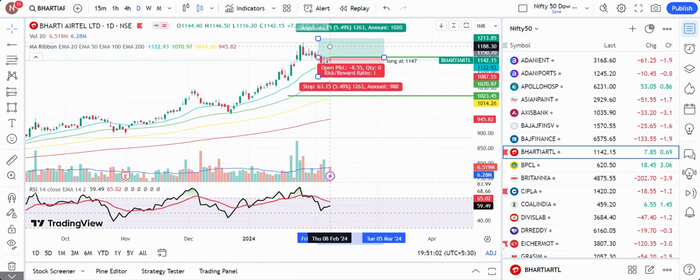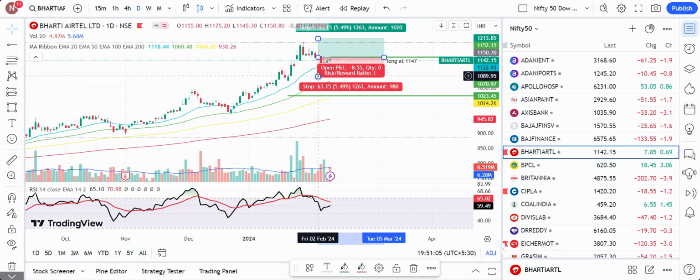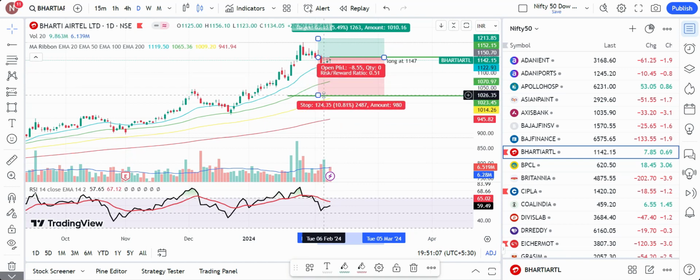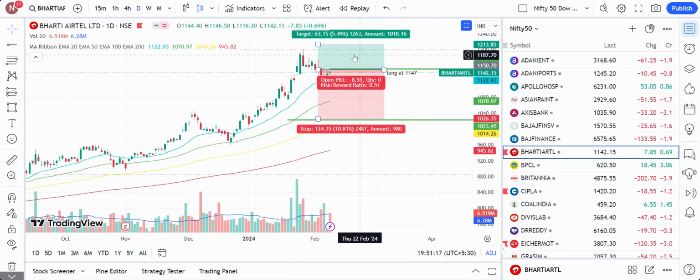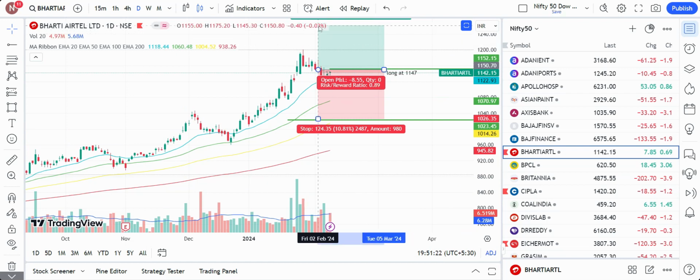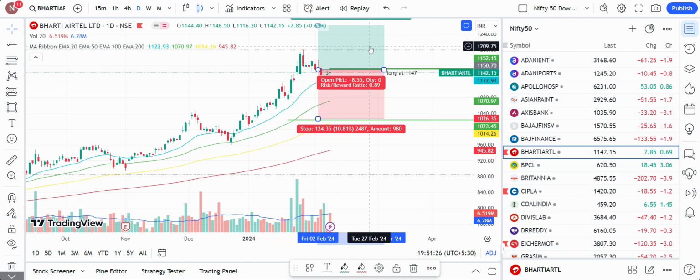Let's come here. Now, if you are going to have such a big stop loss, let me reduce the screen size. Give me a second. Even to get 1 to 1 is going to be a struggle. And the number of days in the trade will increase.